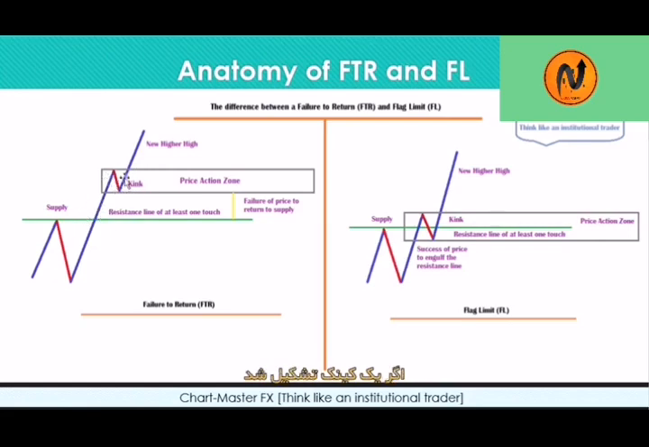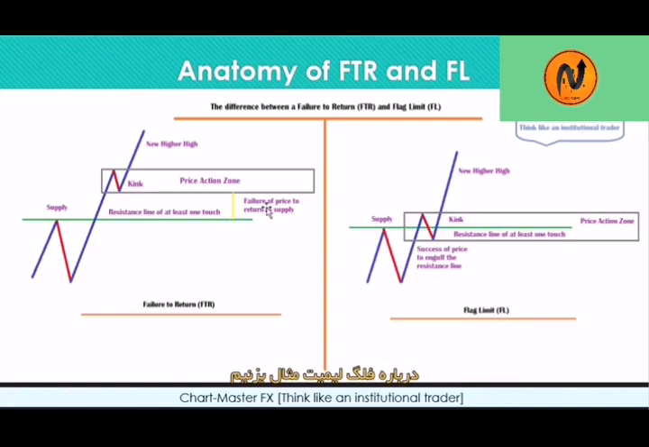So maybe if a kink is created here and the price fails to break here and comes down, it's no longer a failure to return. A failure to return actually breaks supply here and fails to return to supply, and it creates a kink. Once it creates a kink, then it breaks here and creates a new higher high. So that's how we can validate that this is an FTR.